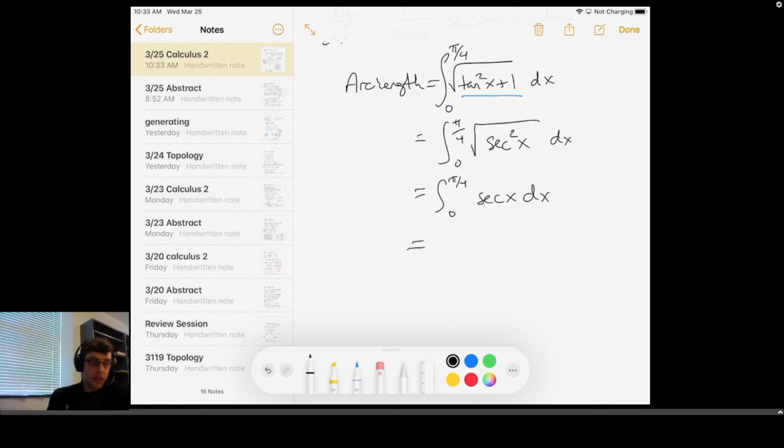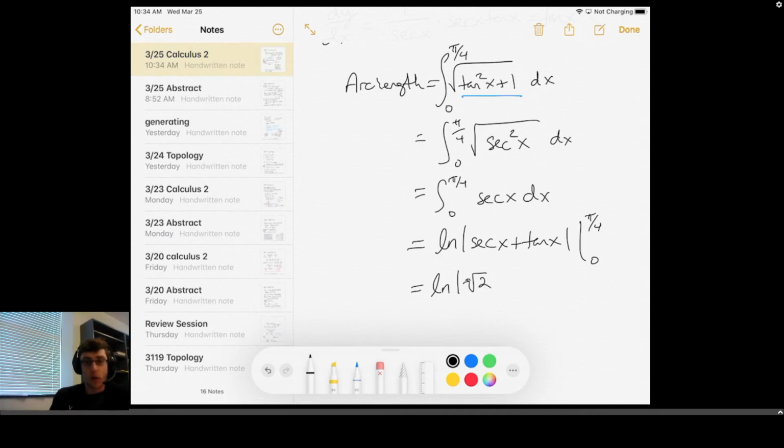This has a kind of nasty antiderivative, but it is doable. So this is the natural log of the absolute value of secant plus tangent. Cosine of pi over 4 is root 2 over 2, or 1 over root 2, and so secant of pi over 4 is root 2.